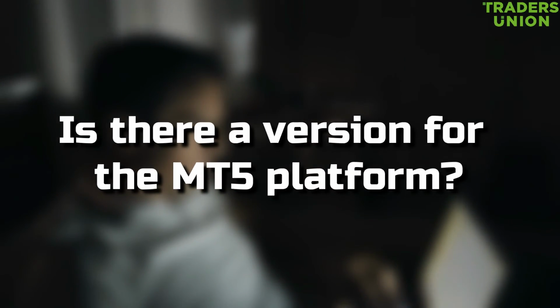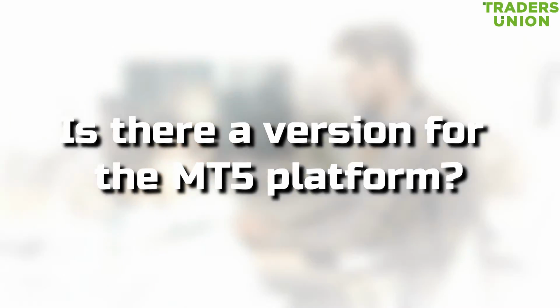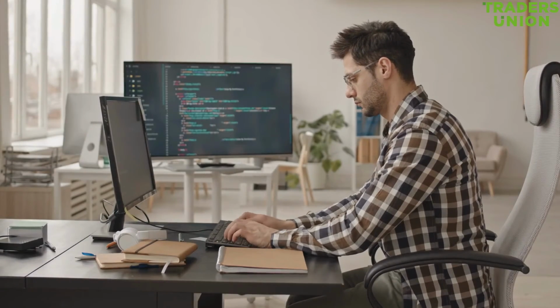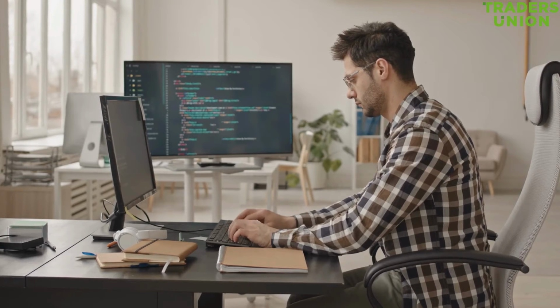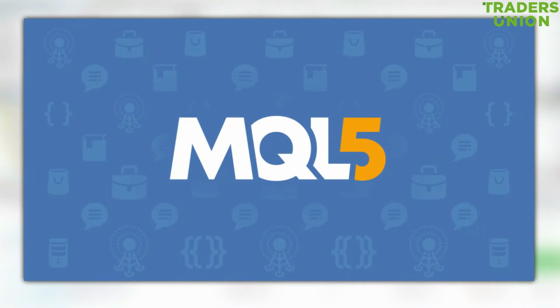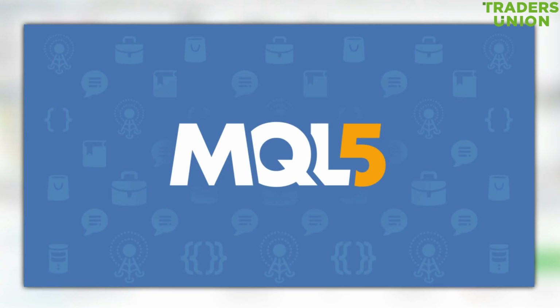Is there a version for the MT5 platform? The developer in question does not provide a version of their software that is compatible with the MT5 platform. Nevertheless, you can look for alternatives on the MQL5 website.